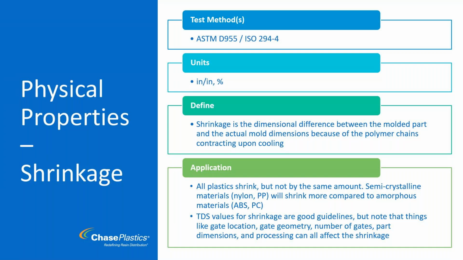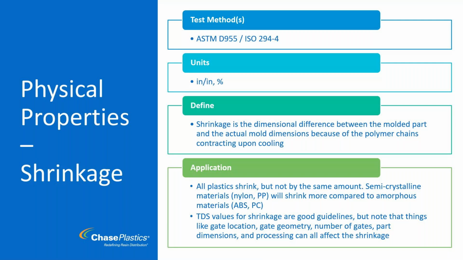So all plastics shrink, but they do not all shrink the same amount. So semi-crystalline materials, nylon, propylene, PBT, they're going to shrink more. They expand more. If you listened into the first part, the first Chase Plastics 101 on basics, we went over semi-crystalline versus amorphous. Our semi-crystalline materials will shrink more compared to our amorphous materials like an ABS or a polycarbonate.